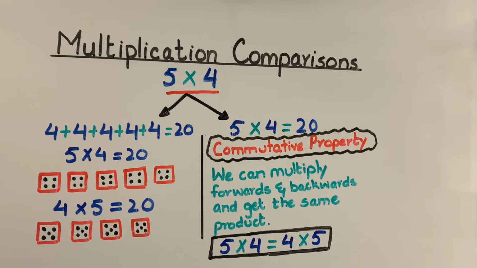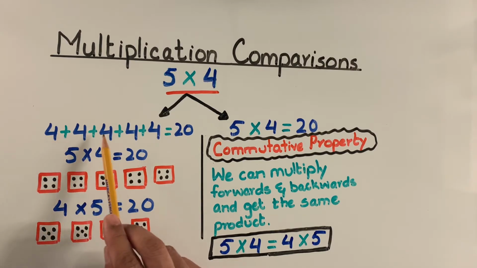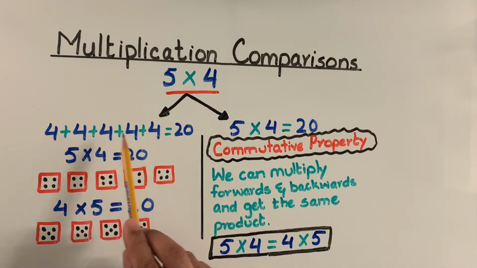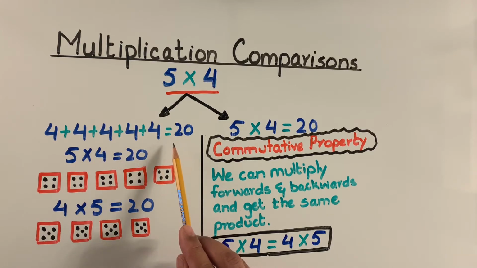Multiplication comparison. We can use multiplication to compare amounts. Here we have 5 times 4. We can interpret this in two different ways. The first way is to write it like this: 5 fours. And when we add all these 5 fours, the answer is 20.